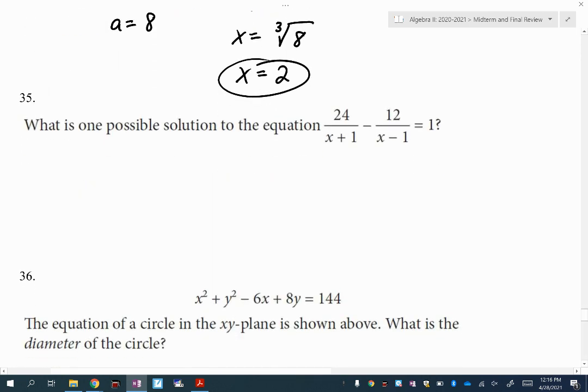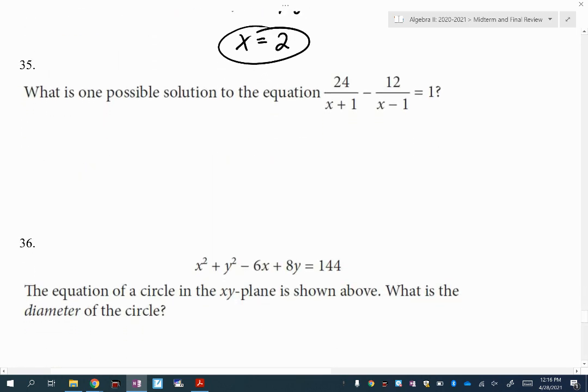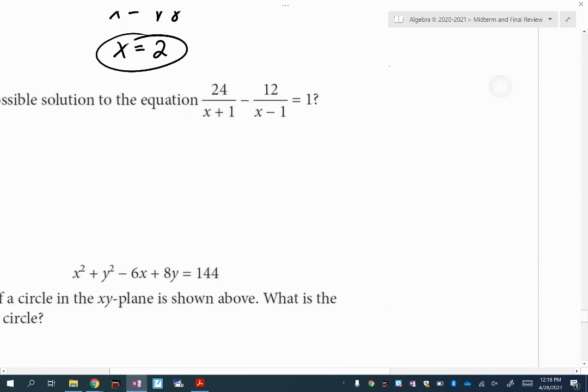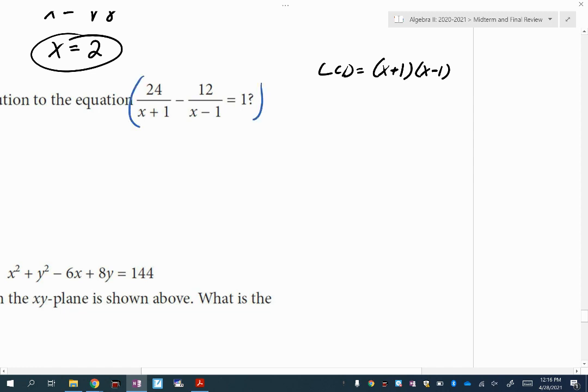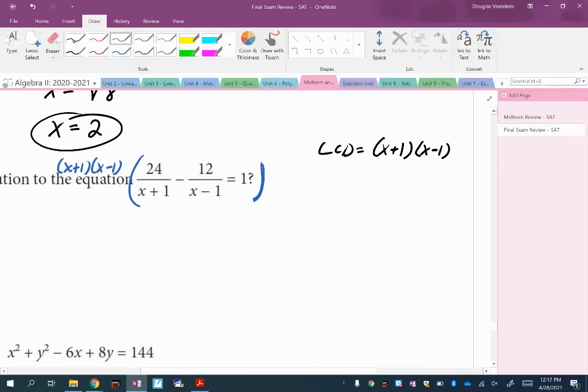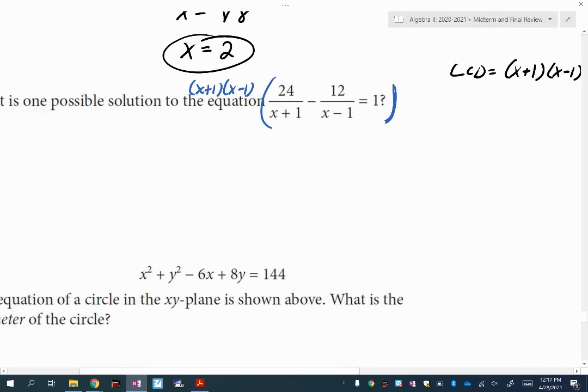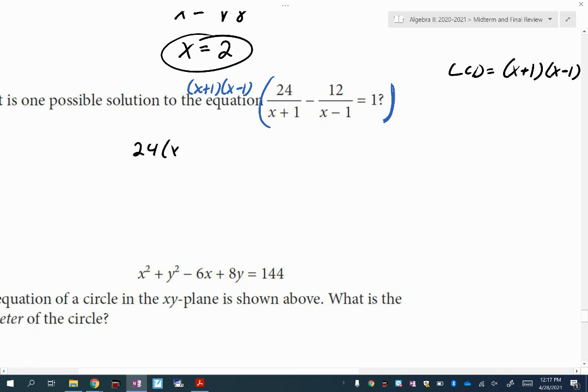What's one possible solution to this equation? Solving a rational equation, I'm going to write my LCD, which is x plus 1, x minus 1. And I'm going to multiply every single one of these fractions by that LCD, by x plus 1 and x minus 1, with the goal of crossing out my denominators. So in the first one, I'm crossing out x plus 1. I get 24 times x minus 1 minus 12 times x plus 1 equals x plus 1, x minus 1.